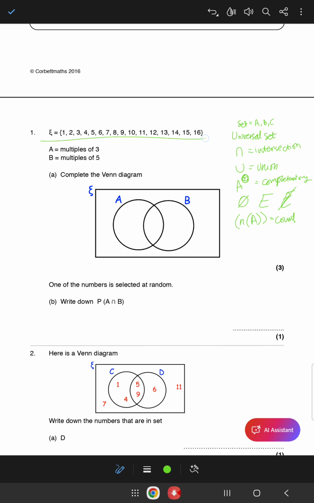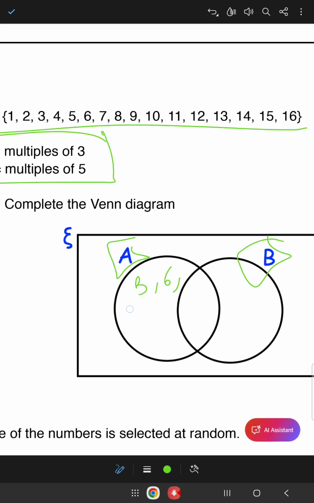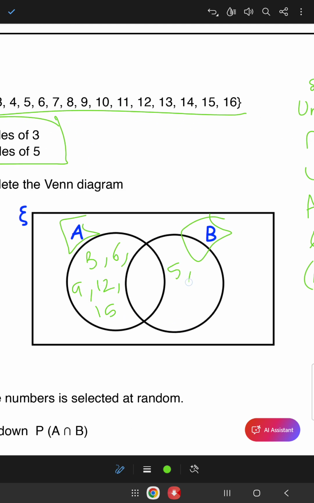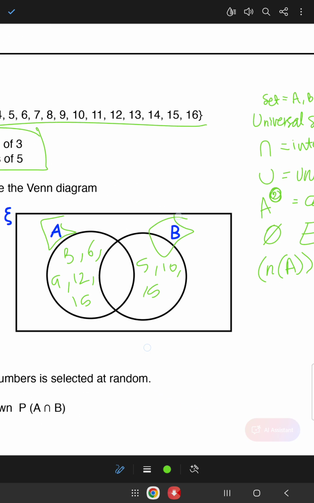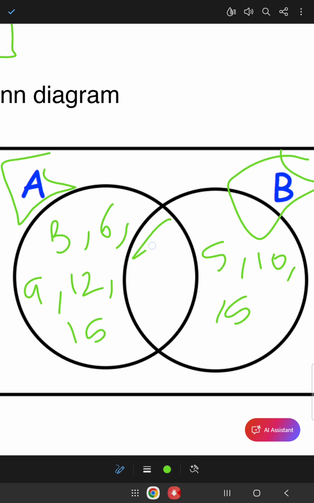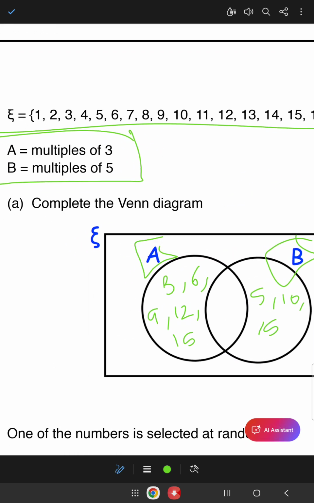They give us a universal set and they give us two sets. They label the sets here. And they say to complete the Venn diagram. So A is multiples of 3: 3, 6, 9, 12, 15. B is multiples of 5: 5, 10, 15. Universal is everything that is, we can see there's nothing intersecting here, right? There's nothing in common or overlapping. So we just leave that empty. And our universe, which is the numbers that are not in the set. So let's cross it out.